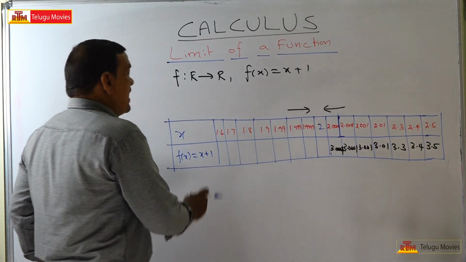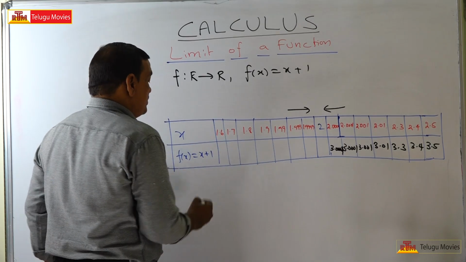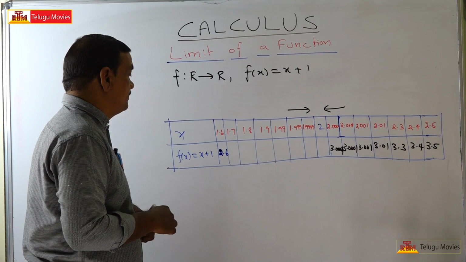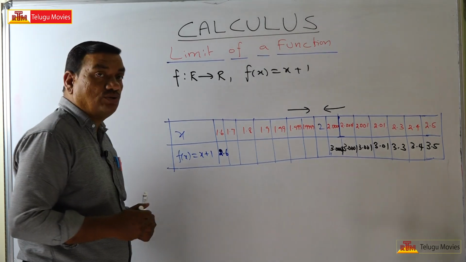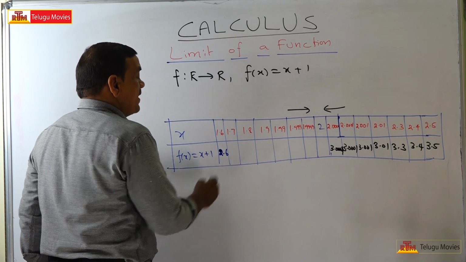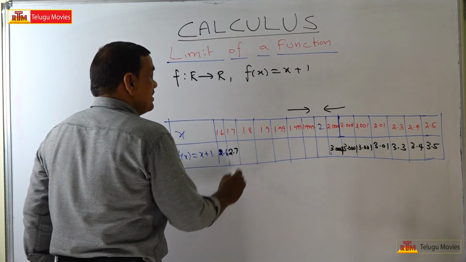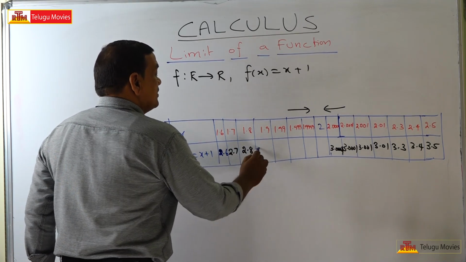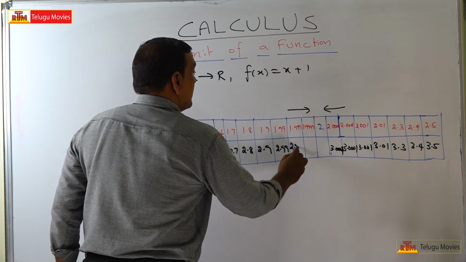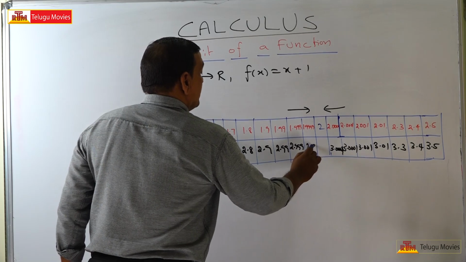Okay, now as x value is 1.6, this is equal to 2.6. So here 1.6 plus 1 is 2.6. This is equal to 2.7. This is 2.8, 2.9, 2.99, 2.999.